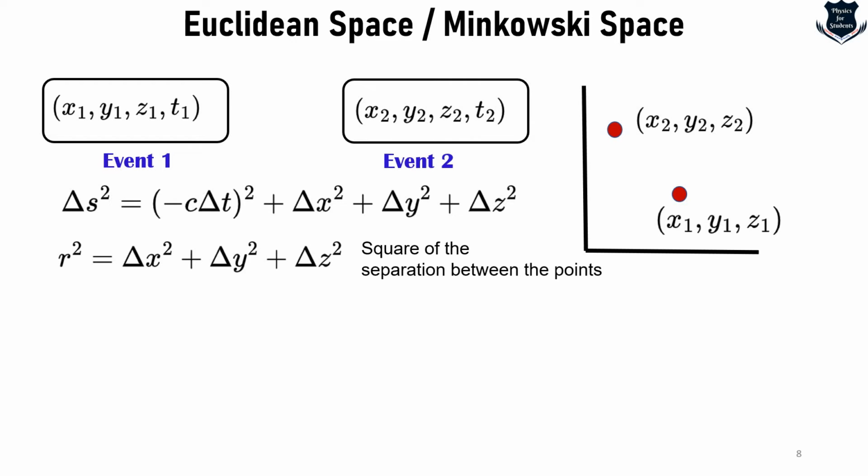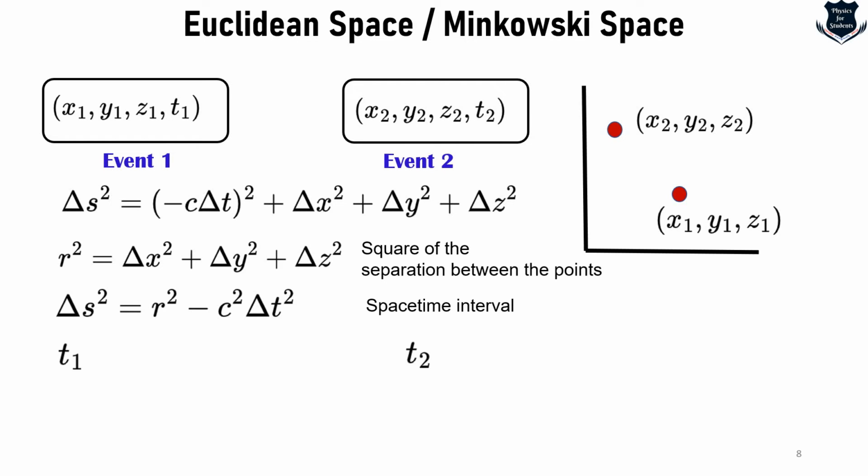There is a reason behind that. It will soon come clear. So the square of the separation between the points, we take the entire delta s squared, and this minus c squared delta t squared, because it is replaced by r squared. So x squared plus y squared plus z squared become r squared, and minus c squared delta t squared. I have opened the brackets, so it remains the same.